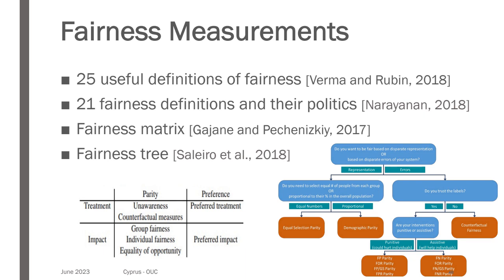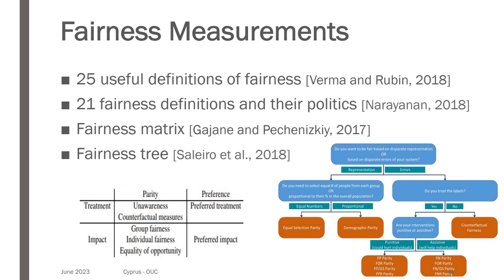However, it is not that simple, because in the literature, there is one paper that talks about 25 useful definitions of fairness. Another paper talks about 21 definitions and their politics. So there is no agreed upon terminology here. Still, there is a large variety, but there are ideas and there are ways to deal with them. And also there are some guidelines.